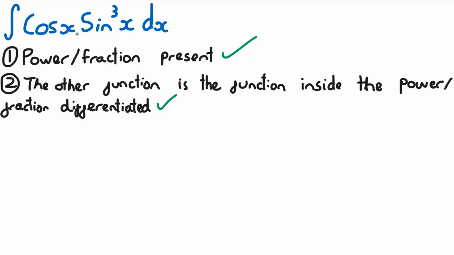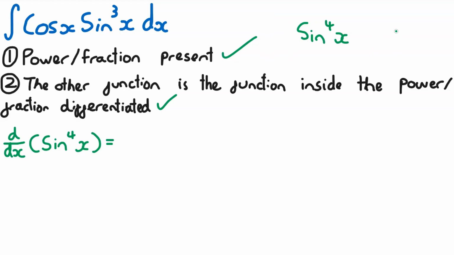Well, you see this sin x to the power of 3 here. What we're going to do is consider sin to the power of 4 x, like this here. So we're going to go up a power from the power of 3 to the power of 4, and you'll see in a moment why we're going to do this. And what we're going to do is differentiate this sin x to the power of 4, like this here. Now, to differentiate this, we need to use the chain rule.